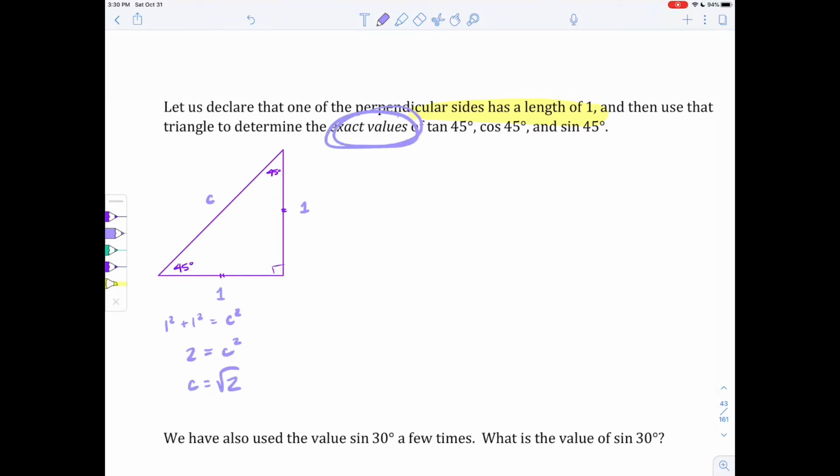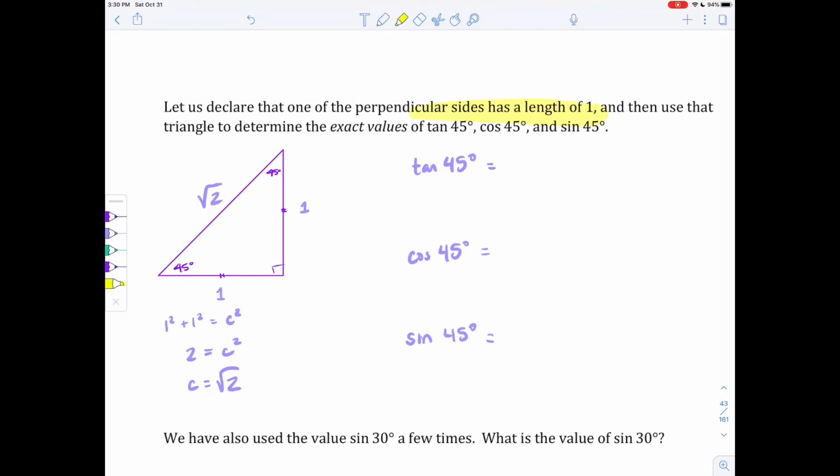And notice it said exact values. If I plug the square root of 2 into my calculator, I'm going to get this big honkin' decimal. In fact, that decimal never ends. Your calculator just runs out of room. So we're not going to write it in decimal form because it specifies exact values. We're going to leave it as the square root of 2. So we're not writing 1.4. Now that we have our side lengths, we can write out our tan of 45 degrees, our cosine of 45 degrees, and our sine of 45 degrees.